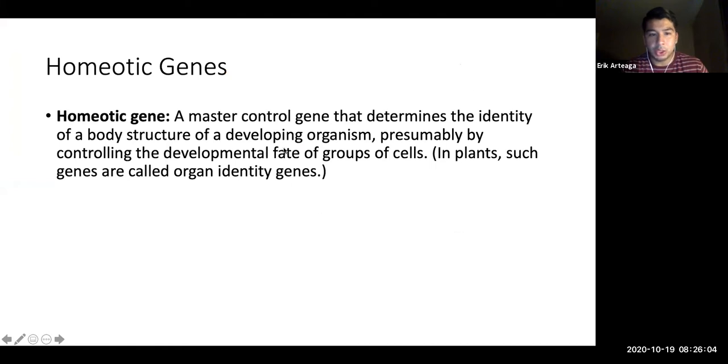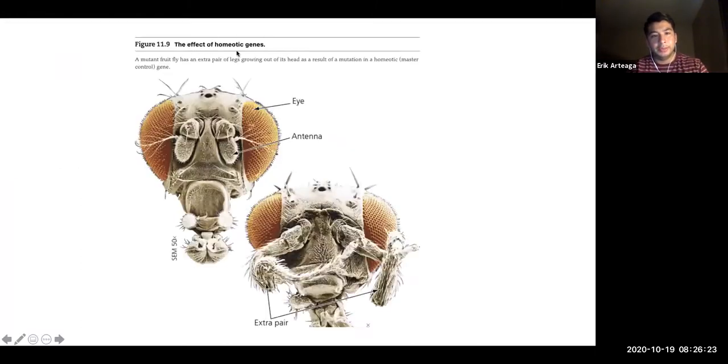Okay, so homeotic genes. A master control gene that determines the identity of a body structure of a developing organism. In plants, they're called identity genes. Again, these homeotic genes are going to be the genes that control what the cells turn into throughout the body. So, effects of homeotic genes. Here we have a fruit fly, and this fruit fly has an extra pair of legs, right? So this can be a mutation in one of those homeotic genes. Again, very, very important, right?